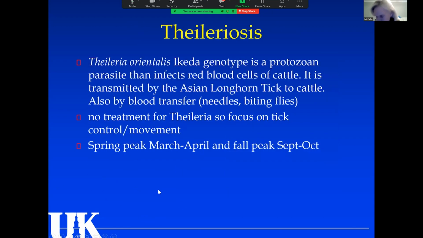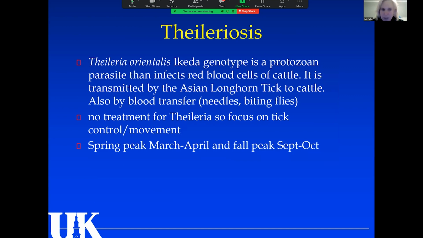So here's where I'm going to finish tonight, with theileriosis, which is new to us. As of this last year, we had our first case in Kentucky. And I did read that theileria has been diagnosed in yaks before, not in the US, but in Europe.